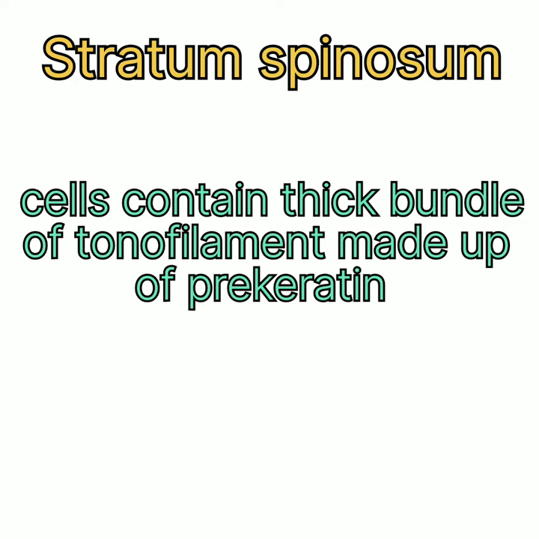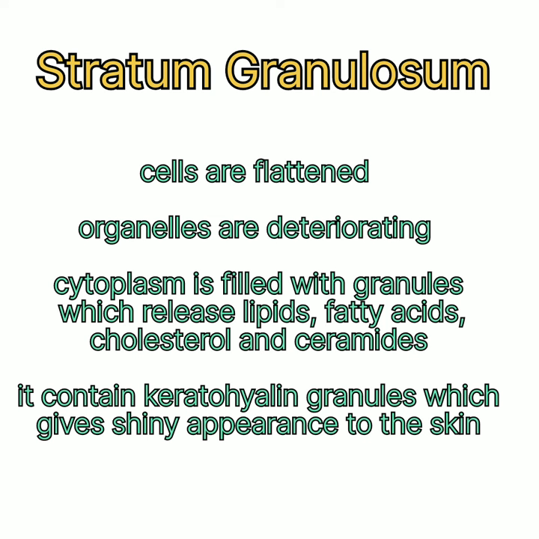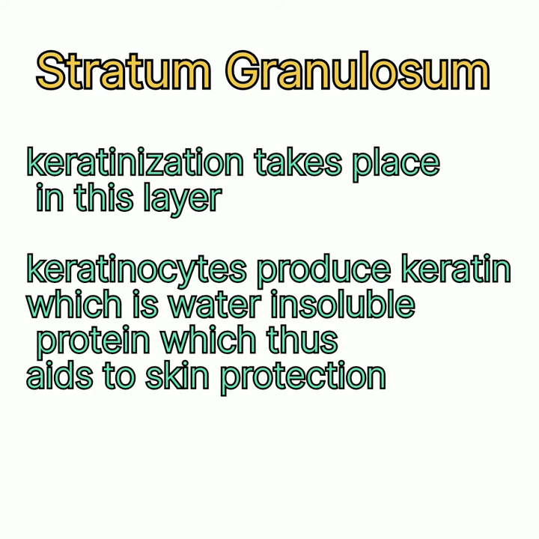Stratum granulosum. Cells are flattened, organelles are deteriorating, and the cytoplasm is filled with granules which release lipids, saturated fatty acid, cholesterol, and ceramides. It also contains keratohyalin granules which reflect light and give a shiny appearance to the skin. Keratinization takes place in this layer. Cells actively divide and differentiate.